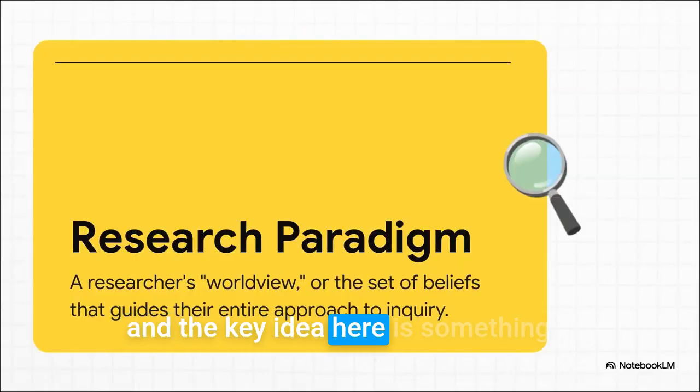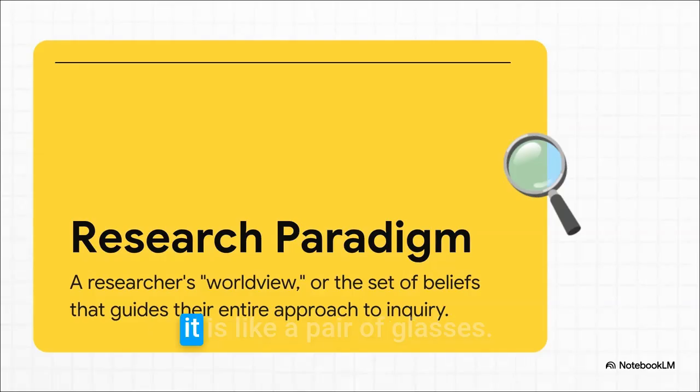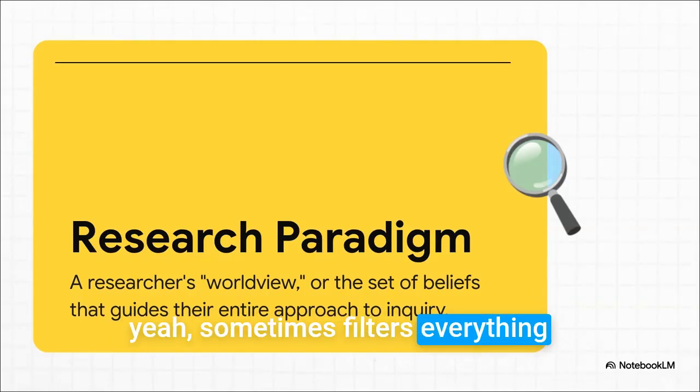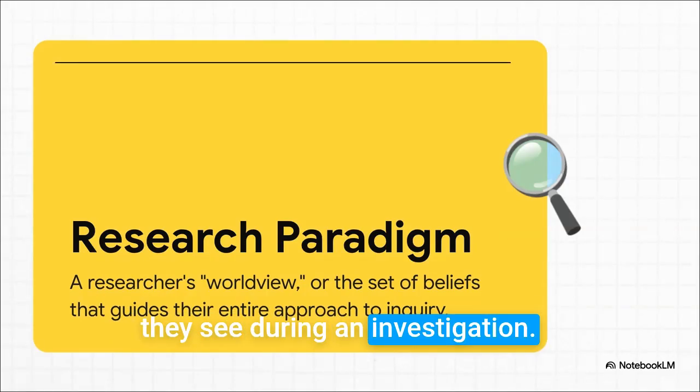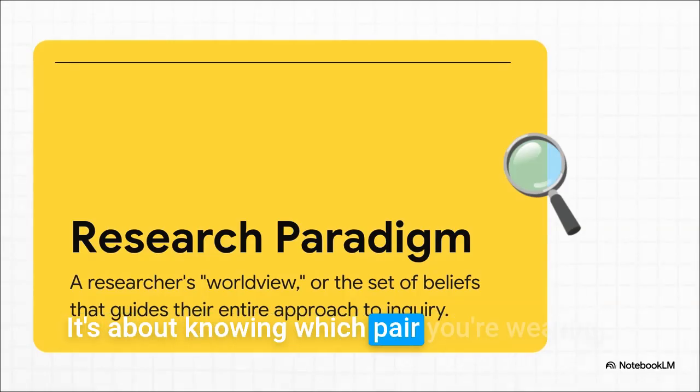And the key idea here is something called a research paradigm. The easiest way to think about it is like a pair of glasses. It's the researcher's worldview, the set of beliefs they wear that focuses and, yeah, sometimes filters everything they see during an investigation. This isn't about one pair of glasses being better than another. It's about knowing which pair you're wearing.